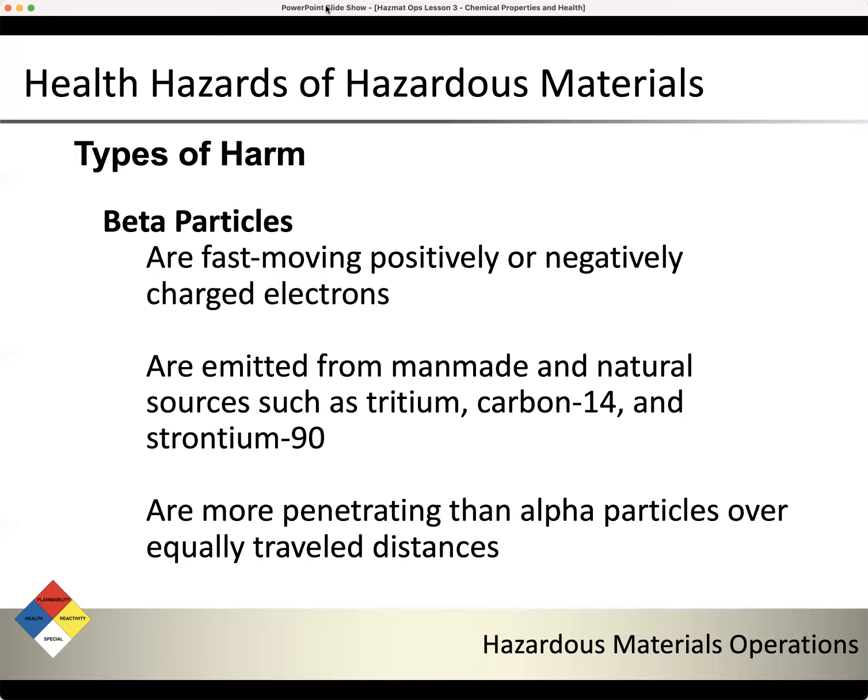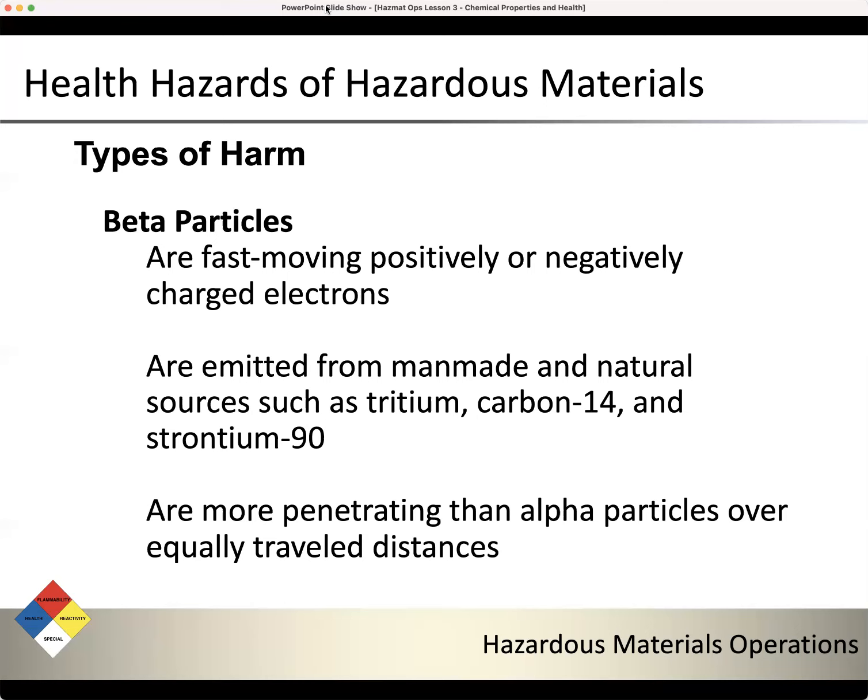Beta particles are fast-moving, positively or negatively charged electrons. They can move fast because electrons, atomically speaking, are very lightweight. They're emitted from man-made and natural sources such as tritium, carbon-14, and strontium-90. These are more penetrating than alpha particles over equally traveled distances. Alpha particles don't travel very far, but if you got to the outer limit of an alpha particle, beta particles would be more penetrating at that distance.